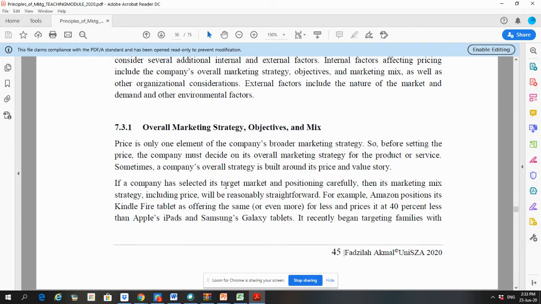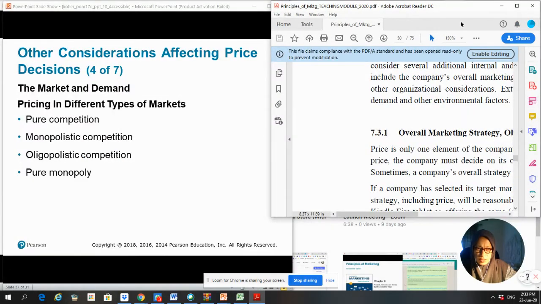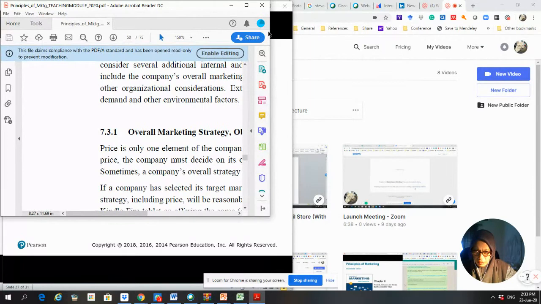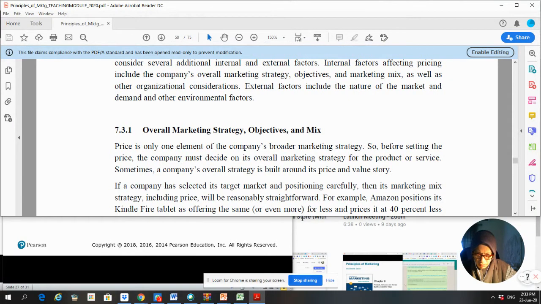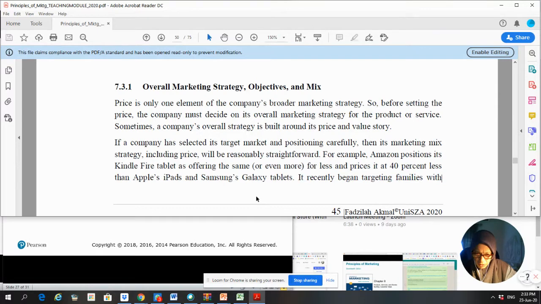Sometimes price is set based on the perceived value, in terms of how the companies set up their positioning, right? How we understand the positioning. Let's say, for example, here, Amazon has used different price strategies between the Kindle Fire tablet and Apple iPads or Samsung Galaxy tablets. This is the same thing. Kindle Fire tablet is a tablet introduced by Google, right?